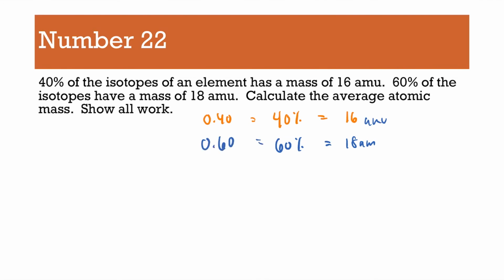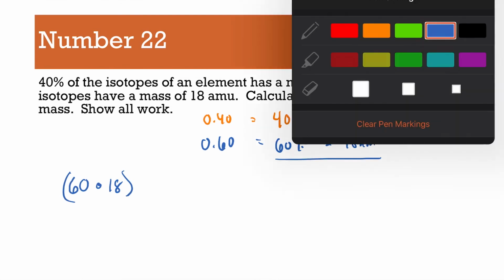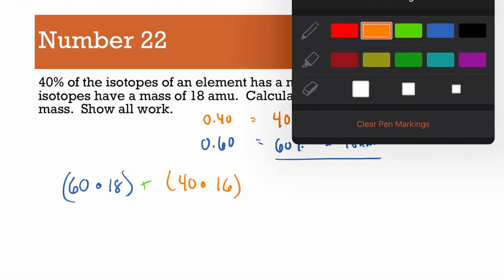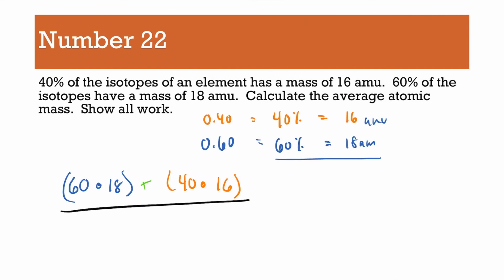So because we've done the converting to a decimal, let's do it the other way. So you can do it both ways. Let's do 60 times 18. Again, keeping this together, plus the orange, 40 times the mass, like that. And if you're not converting anything, then you need to divide by 100.